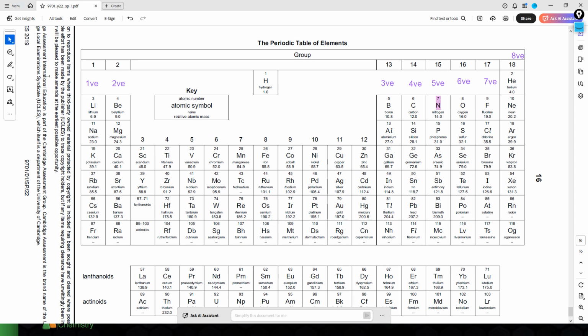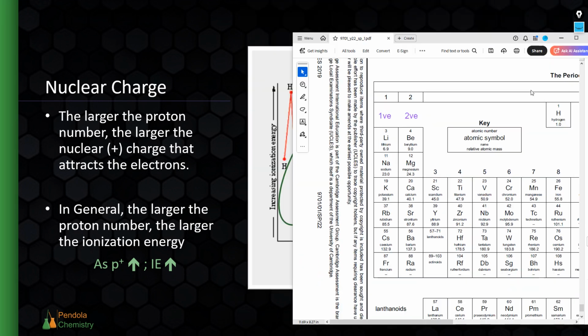Lithium through neon, the atomic numbers go 3, 4, 5, 6, 7, 8, 9, 10. So the number of protons increases. 3 protons in lithium, 4 protons in beryllium, 5 in boron, so on and so forth, until we get a total of 10 in neon.